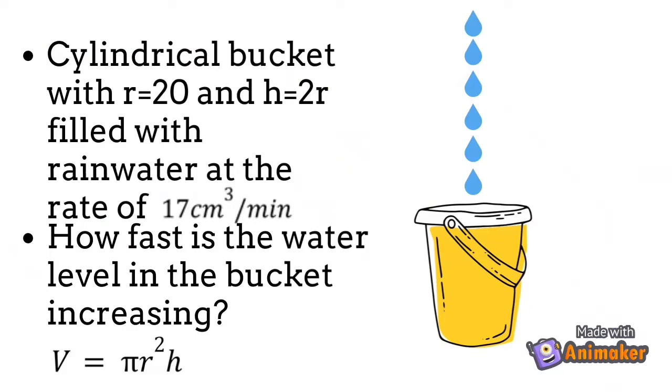So, from the story, the problem statement that can be extracted is that there is a cylindrical bucket with a radius of 20 cm and a height that is twice the radius being filled with rainwater at the rate of 17 cubic centimeters per minute. How fast is the water level in the bucket increasing? Given that the formula of the volume of a cylinder is pi r squared h.